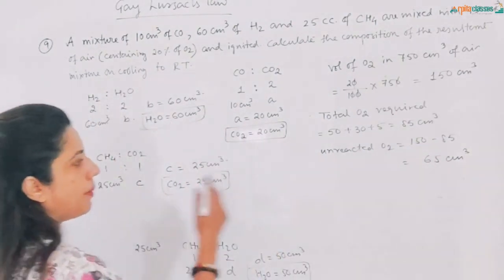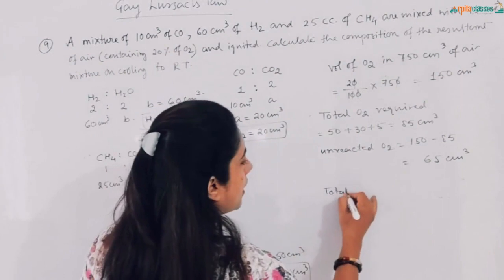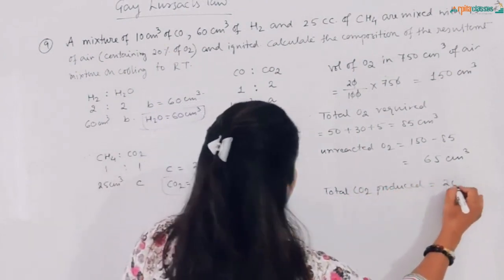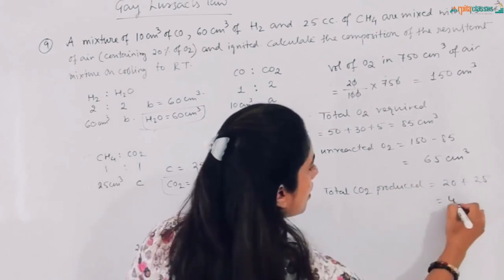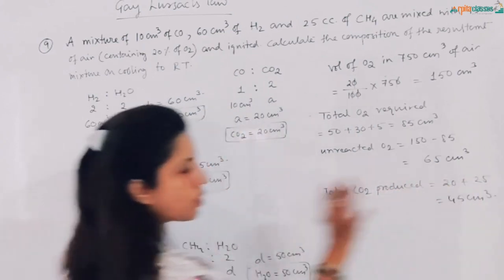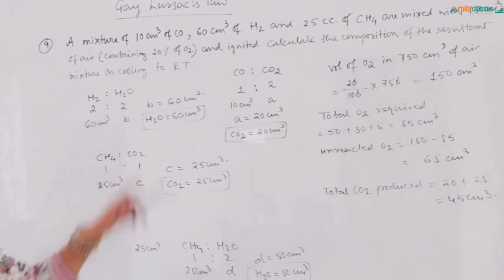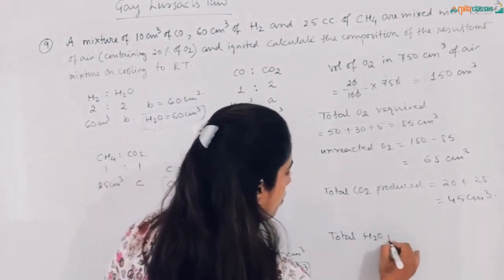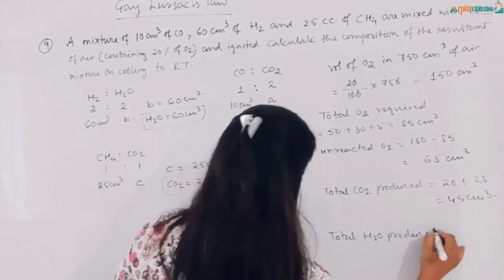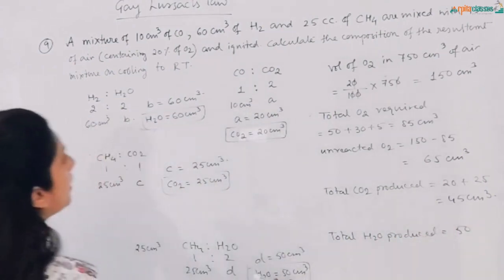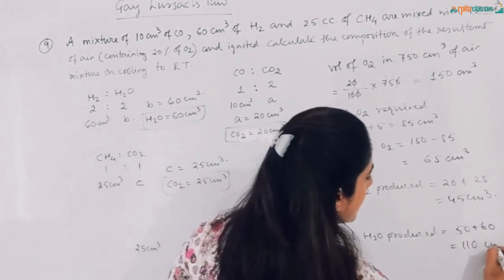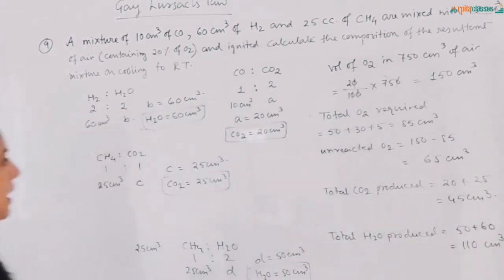How much total carbon dioxide? Total carbon dioxide produced is equal to 20 plus 25, that is 45 centimeter cube. So this also will be there. And how much is water vapor? Total H2O produced is equal to, this side it is 50 and here it is 60. So 110 centimeter cube. Anything else? No.